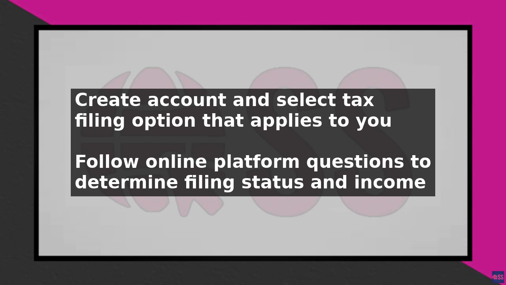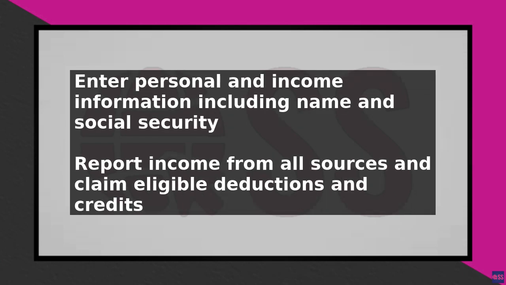The online platform will guide you through a series of questions to determine your filing status, income, and deductions. Enter your personal and income information, including your name, address, and social security number. Then, report your income from all sources, including your job, investments, and any self-employment income. Be sure to claim all eligible deductions and credits, such as the Earned Income Tax Credit or Child Tax Credit.